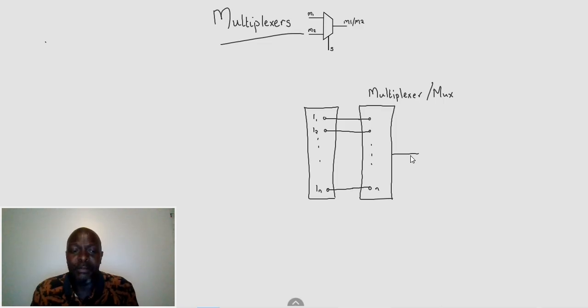Is to convert data from parallel to serial. A simple example is a phone network. You cannot practically have, if you could, your address book would be full, because there are so many people that you talk to.